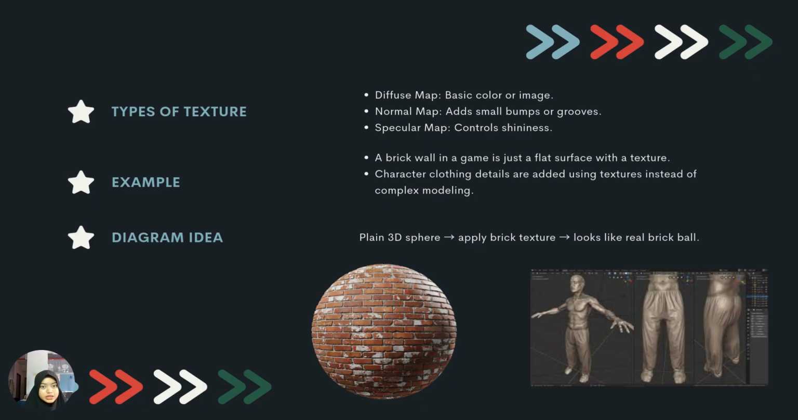Second is normal map, to add small bumps or grooves. Third is specular map, to control shininess. The example is a brick wall in a game, which is just a flat surface with a texture. And character clothing details are added using textures instead of complex modeling. The diagram idea is a plain 3D sphere, apply a brick texture, and it will look like a real brick wall. Like this example I show.